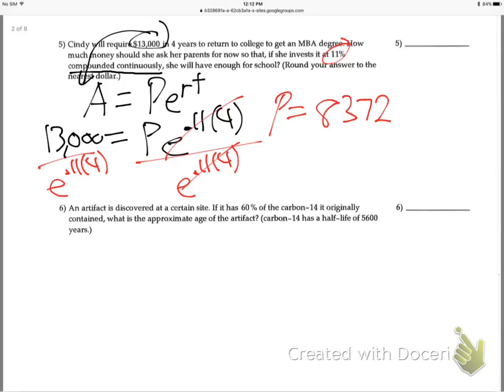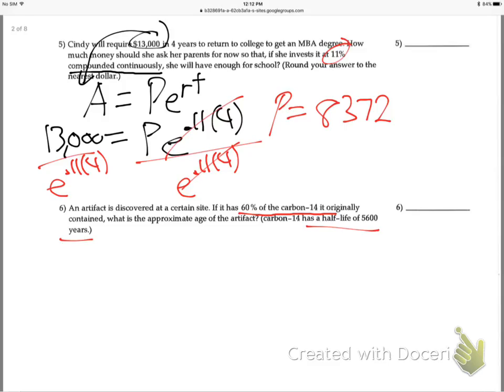Let's go on to number 6. No, this is 13. A certain artifact has 60% of its carbon-14, half-life is 5,600 years. Now, for half-life, I gave you a shortcut form. There's probably a half-life problem on this next exam we take on Thursday. Remember, for half-life, I said you can basically skip phase 1.